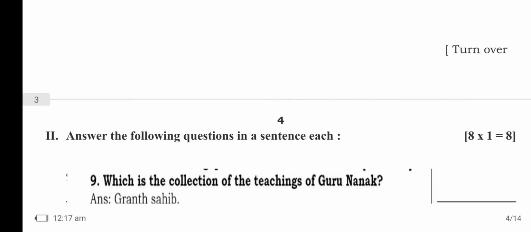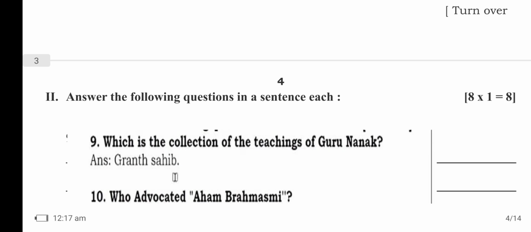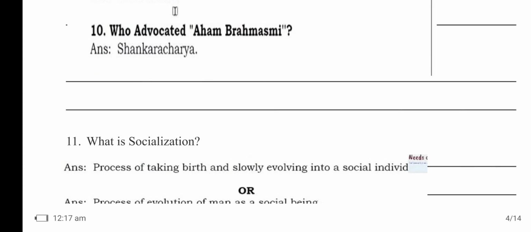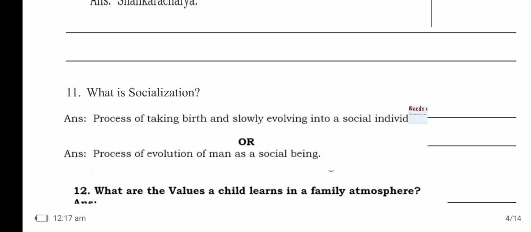So we move on to the question answers. Which is the collection of the teachings of Guru Nanak? It is the Granth Sahib. Who advocated Aham Brahmasmi? Shankaracharya advocated Aham Brahmasmi. What is socialization? The process of taking birth and slowly evolving into a social individual, or you can write this also: the process of evolution of man as a social being is called socialization.